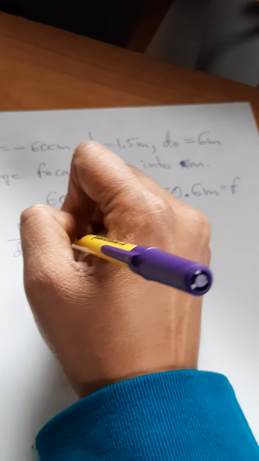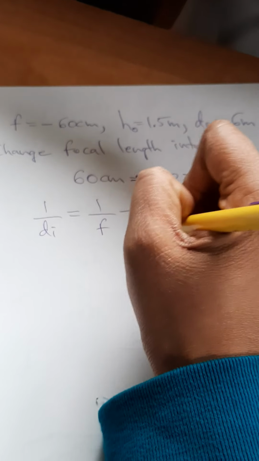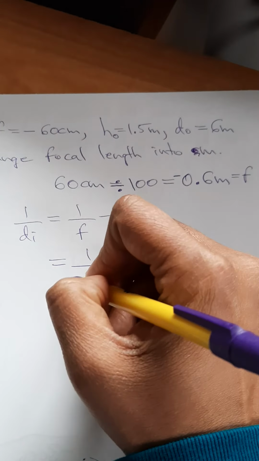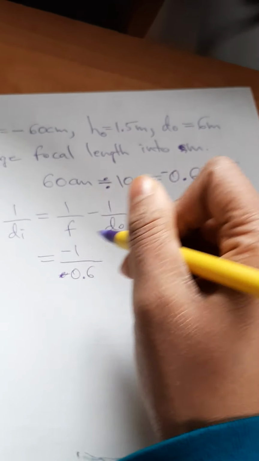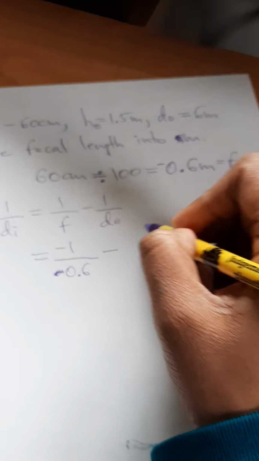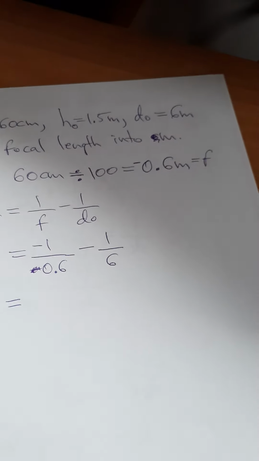So 1 over di equals 1 over f minus 1 over do. Okay, and so now we're going to use negative 0.6. So let's just put the negative at the top, okay? Don't ever put the negative sign in the denominator here. Okay, and I have the distance of the object is 6 meters. So just like this.